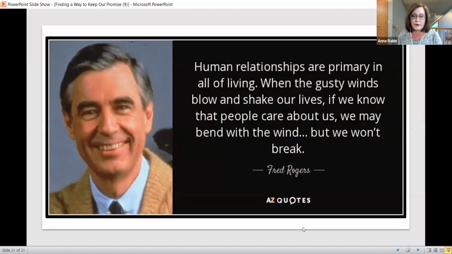Stuart's favorite person is Mr. Rogers. And this is a quote from Mr. Rogers that is worth sharing. "Human relationships are primary in all of living. When the gusty winds blow and shake our lives, if we know that people care about us, we may bend with the wind, but we won't break." Fred Rogers. Thank you.